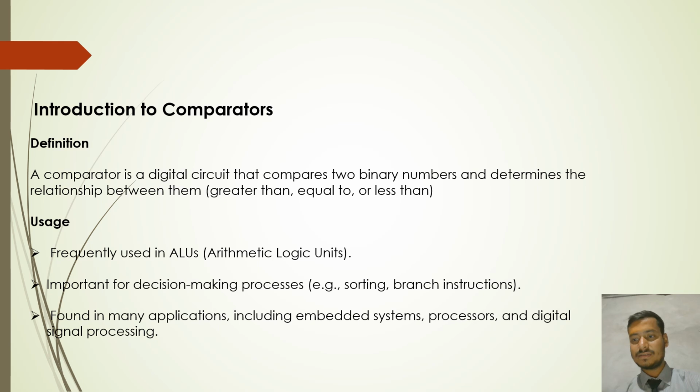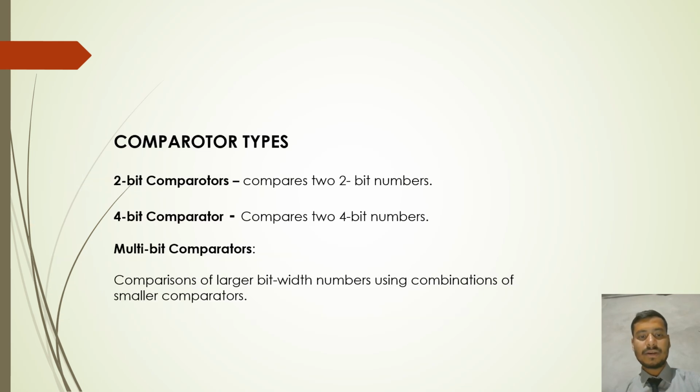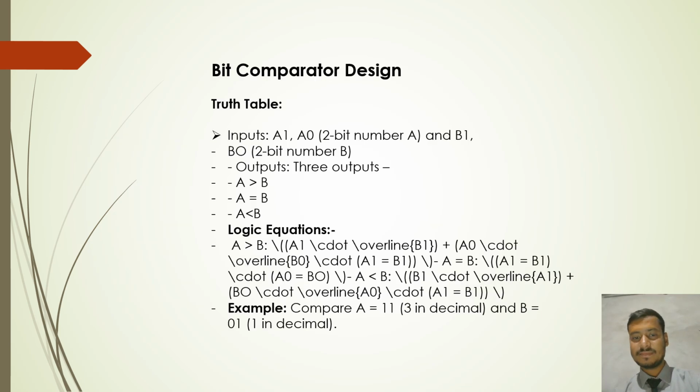And my next slide is comparator types. 2-bit comparators compare 2-bit numbers. 4-bit comparators compare 4-bit numbers. Multi-bit comparators compare larger bit-width numbers using a combination of smaller comparators. And my next slide is bit comparator design, truth table, logic equation, and their examples given below.